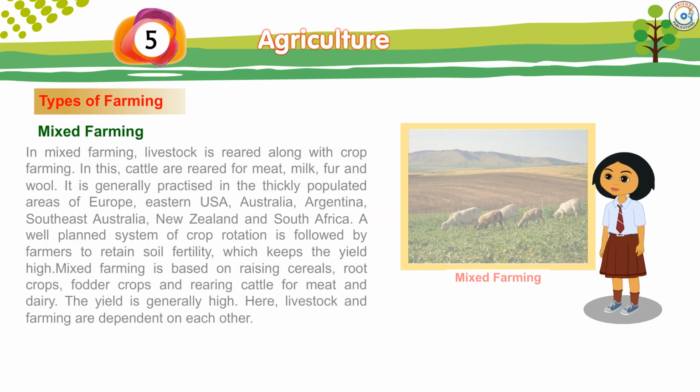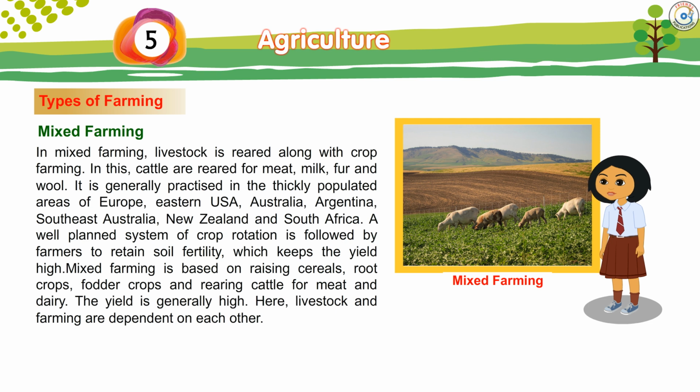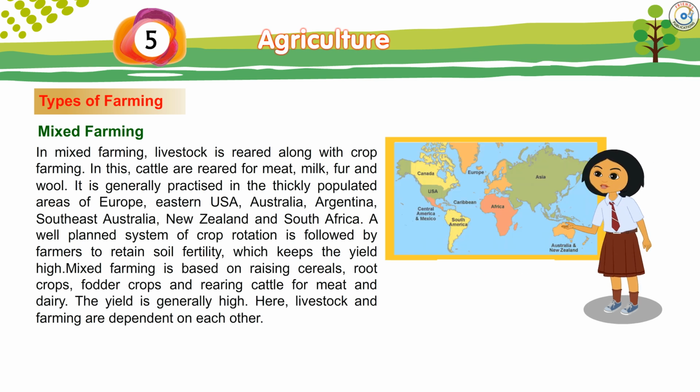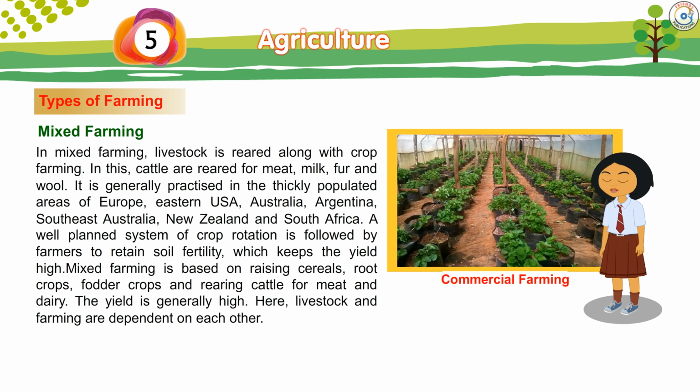Mixed farming. In mixed farming, livestock is reared along with crop farming. In this, cattle are reared for meat, milk, fur, and wool. It is generally practiced in thickly populated areas of Europe, Eastern USA, Australia, Argentina, Southeast Australia, New Zealand, and South Africa. A well-planned system of crop rotation is followed by farmers to retain soil fertility, which keeps the yield high.